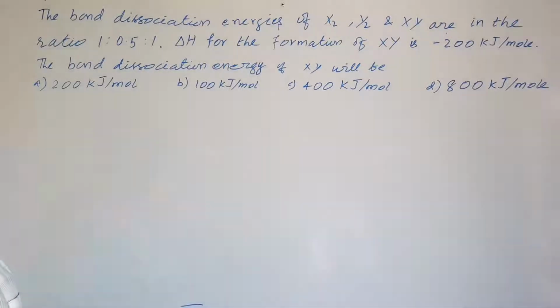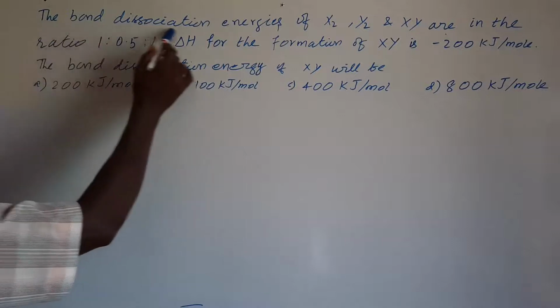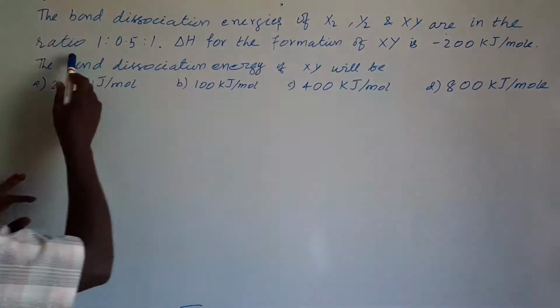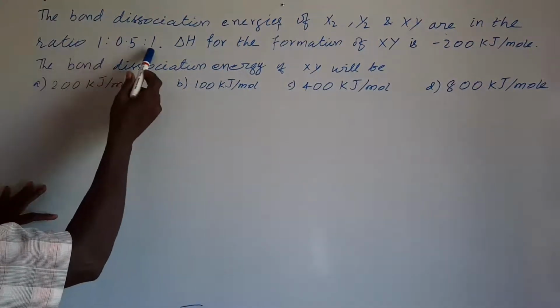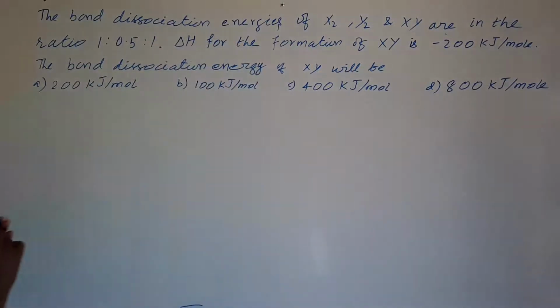NEET previous year question, thermodynamics. Let us read the question. The bond dissociation energies of X2, Y2 and XY are in the ratio 1:0.5:1. Here bond dissociation energy is given.